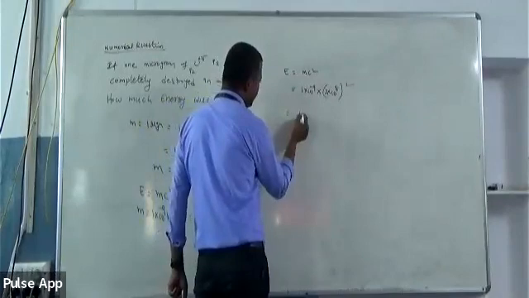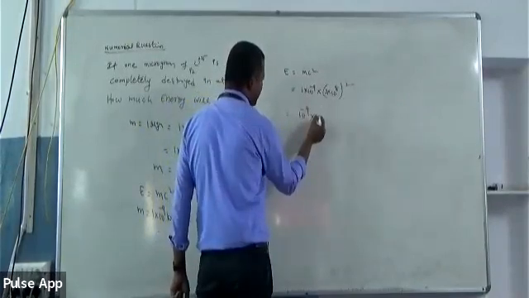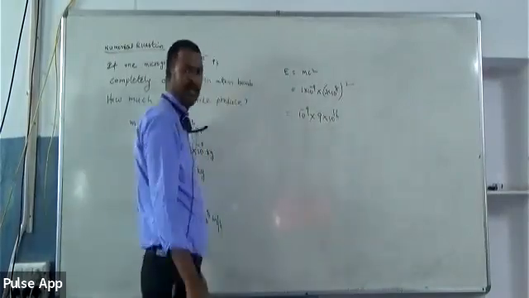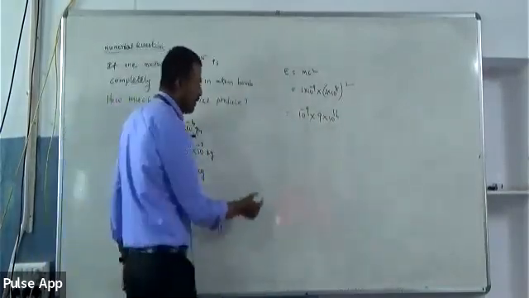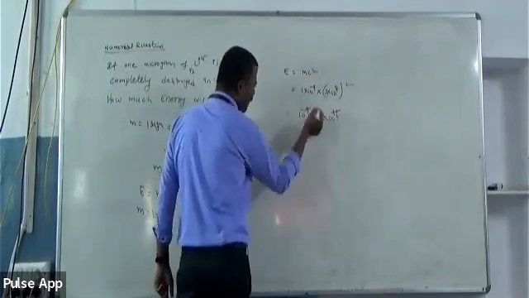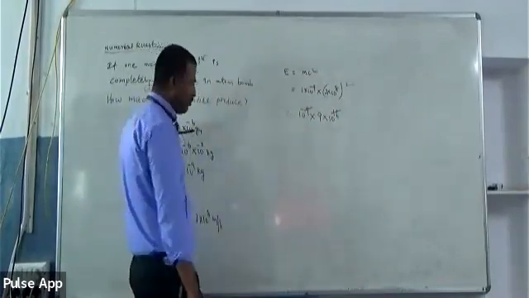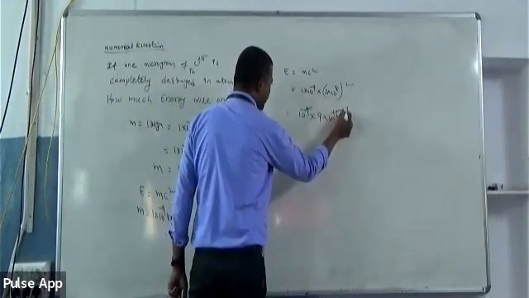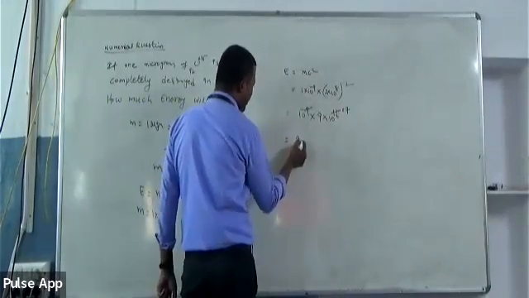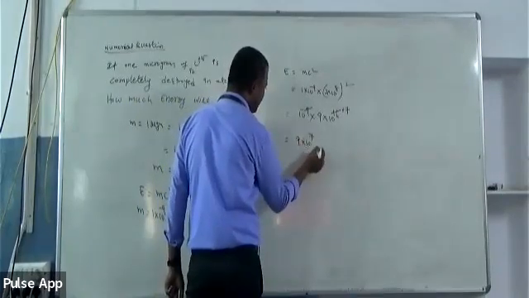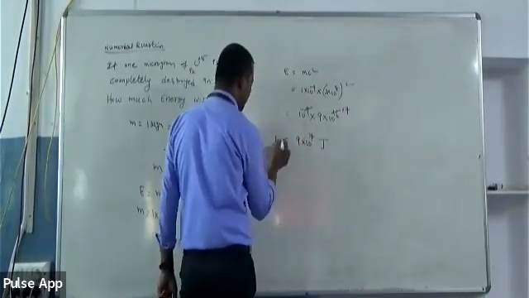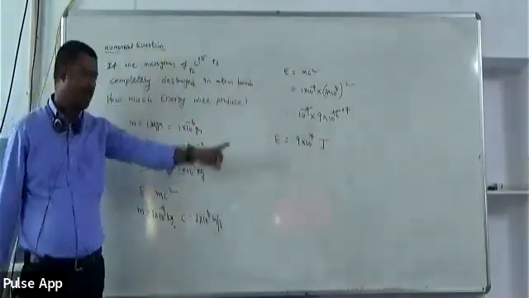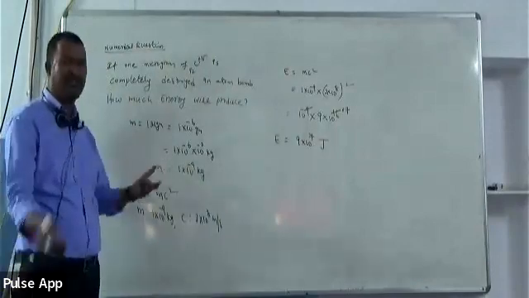Obviously 10 to the power of minus 9, and 3 squared becomes 9, and 10 to the power of 8 squared becomes 10 to the power of 16. So 10 to the power of minus 9 times 10 to the power of plus 16; if we cancel out, 10 to the power of plus 7 remains. The answer is 9 into 10 to the power of 7 joule. Simple, mc square we have to use.